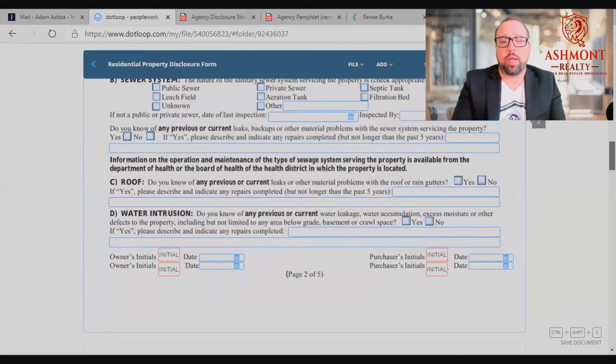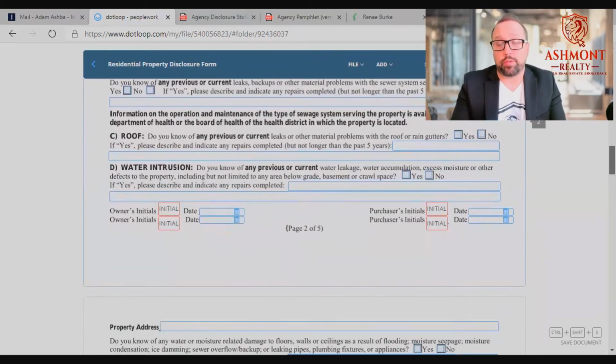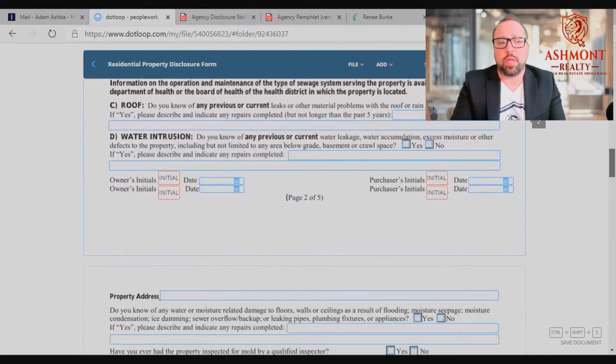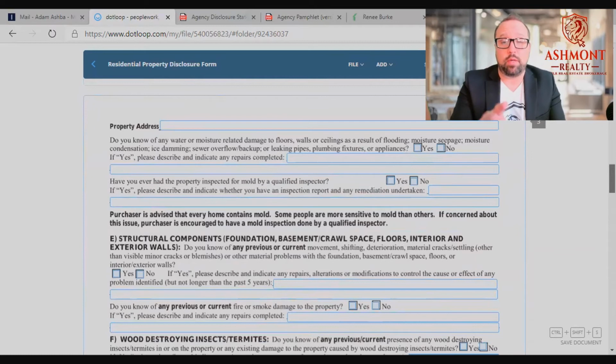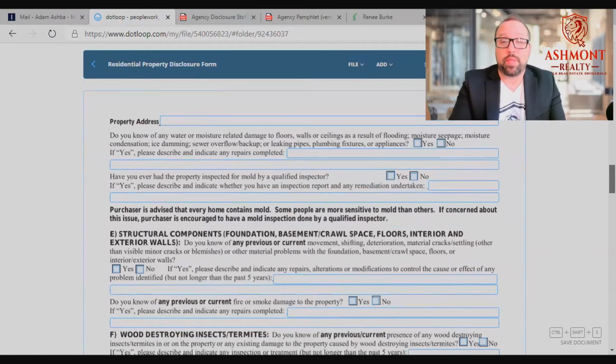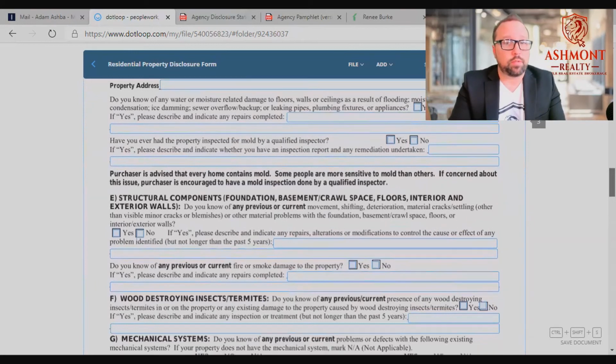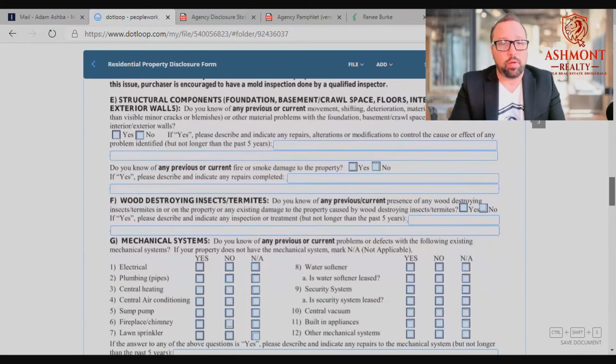The roof, have you had any issues with the gutters? Any water intrusion, meaning leaks in the house? They're asking you very direct questions. There's either you did or you didn't. And if you did and you're saying you didn't, then that means you're lying and you're being dishonest. So that is not something we want to be part of.